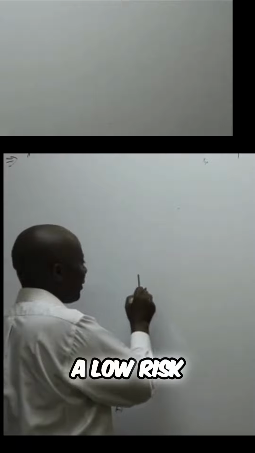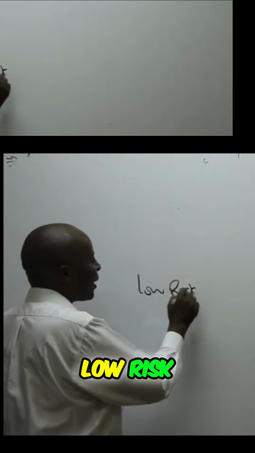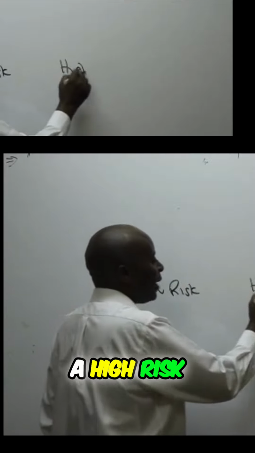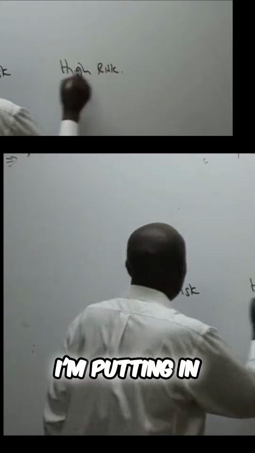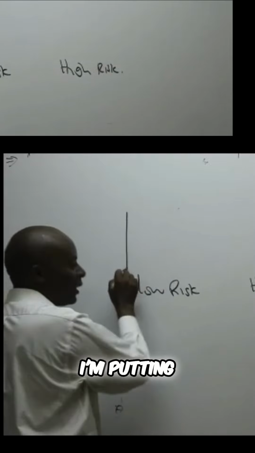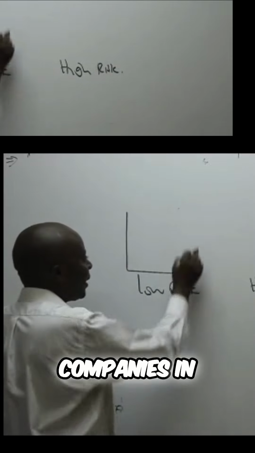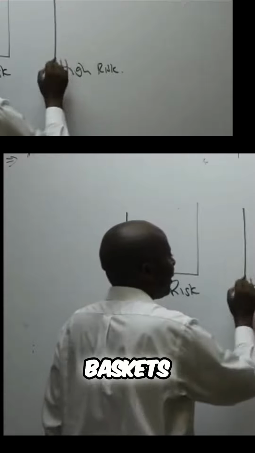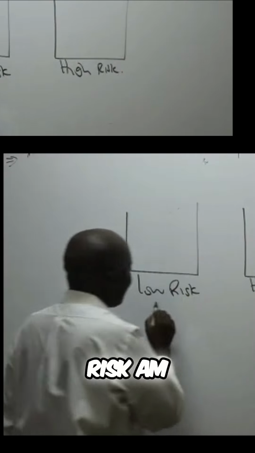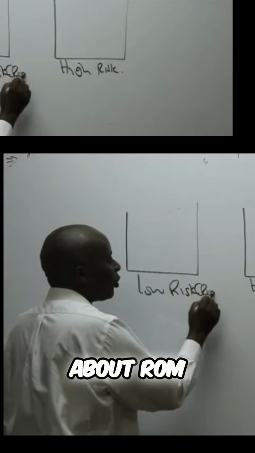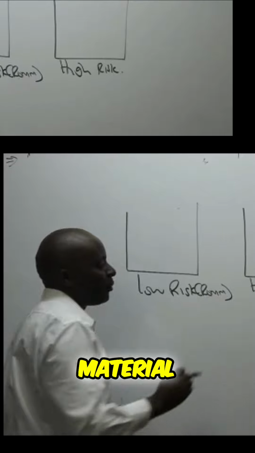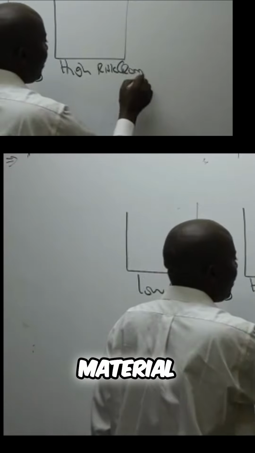Ladies and gentlemen, assuming here we have a low risk company, and then we have a high risk company. I'm putting the errors from these companies in baskets. And which risk am I talking about? I'm talking about ROM, the risk of material misstatement.